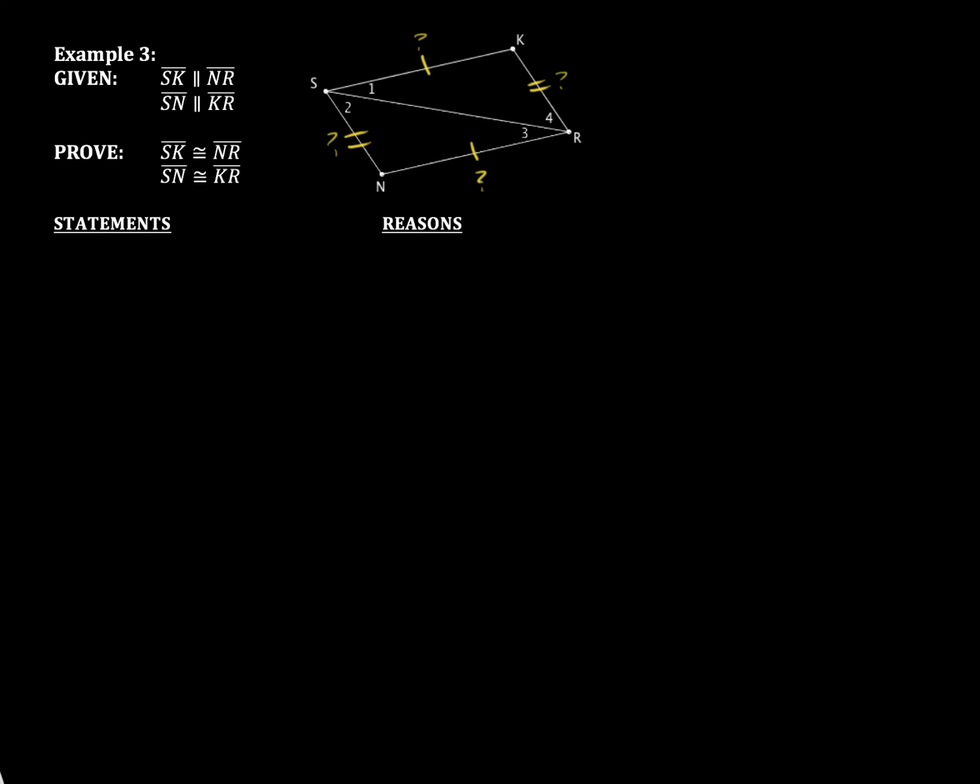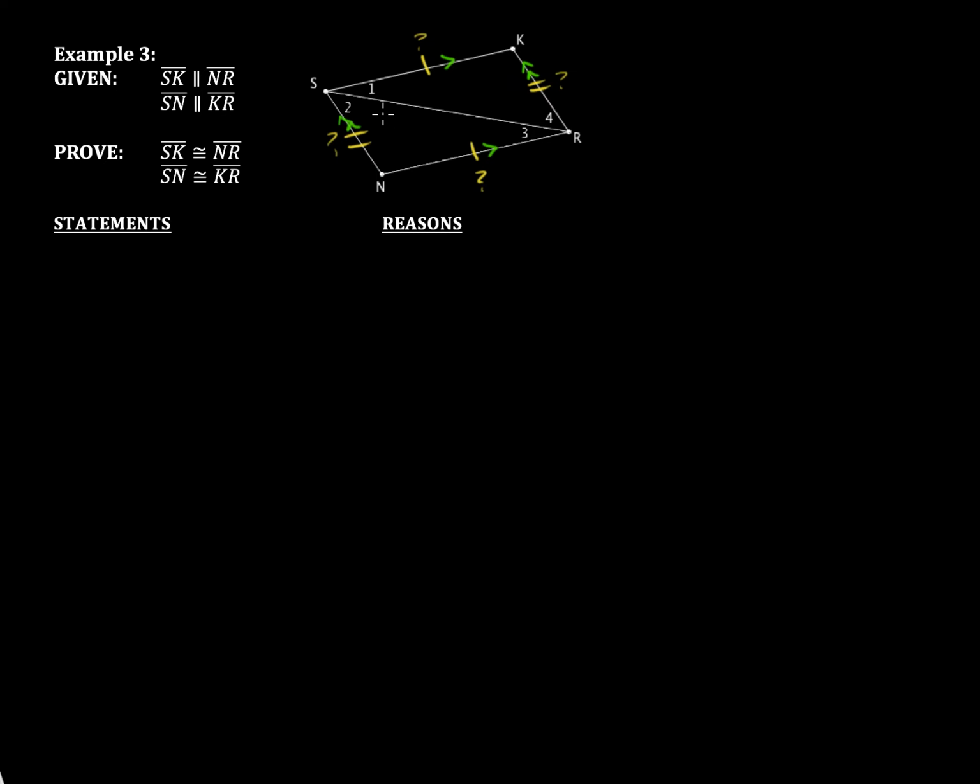What do I know at the start of this problem? I do know that SK and NR are parallel and that SN and KR are parallel. Now remember, parallel doesn't mean congruent, so it's not going to be that easy, unfortunately. Just because they're parallel doesn't mean that they are congruent. But that's probably going to be important. Why will that be important?